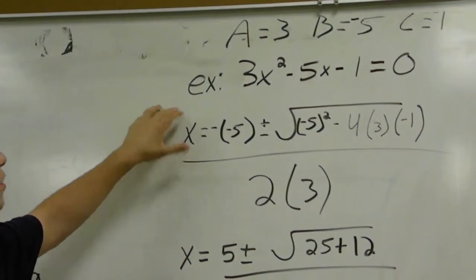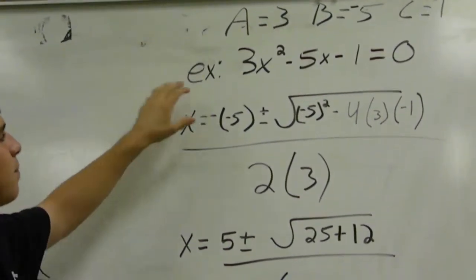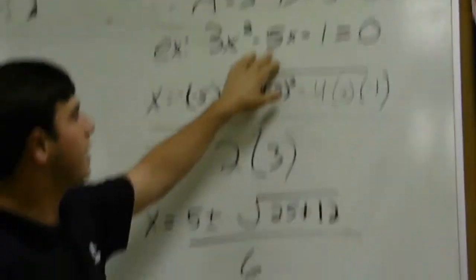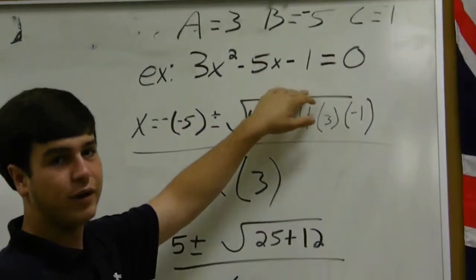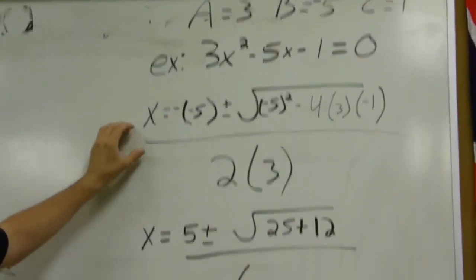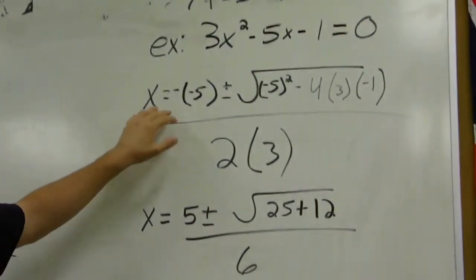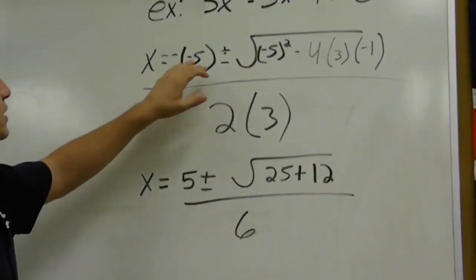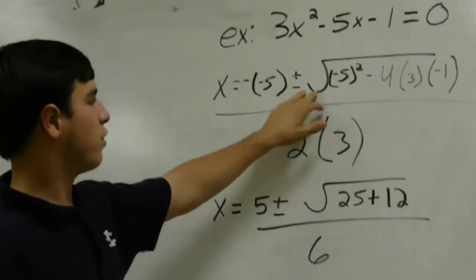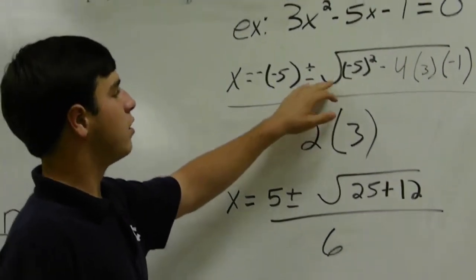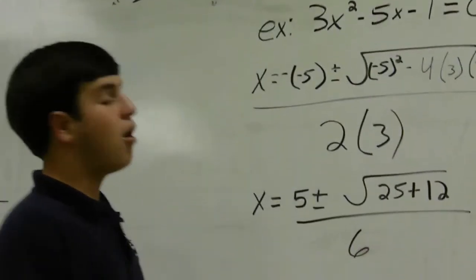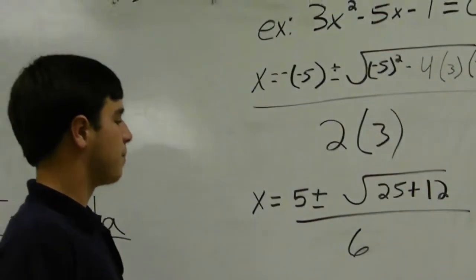Next, you need to pull out a, b, and c. A would equal 3 from right here. B would equal -5, and c would equal -1. Next, you would plug it in. So x equals -5 in parentheses with a negative outside of the parentheses, plus or minus the square root of -5 squared minus 4 times 3 times -1, all over 2 times 3.